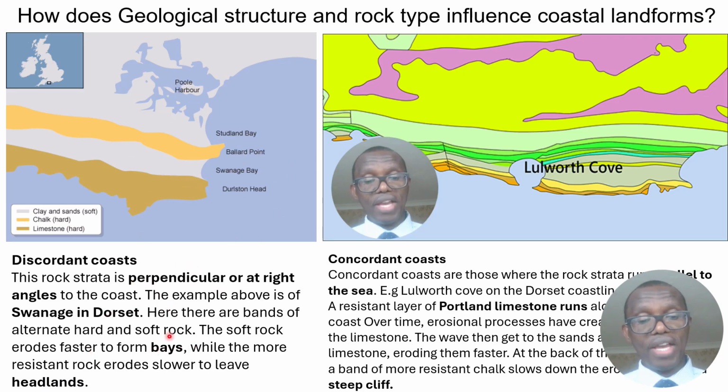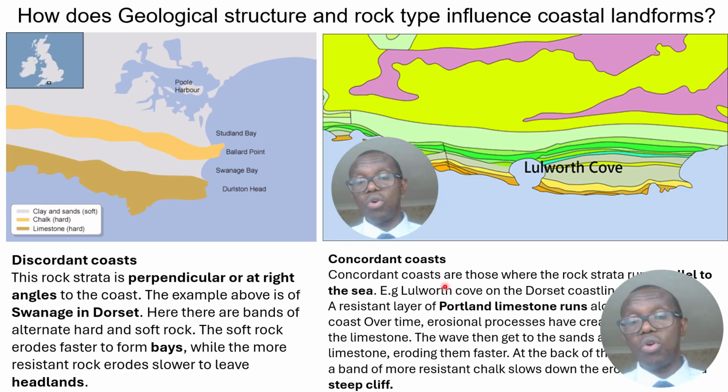So I've explained that, and then you have concordant coastlines. Now, the way to remember these is, if you have discordant, I would remember it by saying disadvantages. Disadvantage, discordant. So that means it goes against. This rock strata here is not flowing in line with the coast. Instead, it's perpendicular to the coast or at right angles.